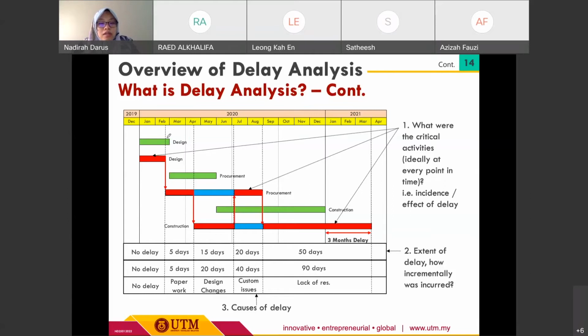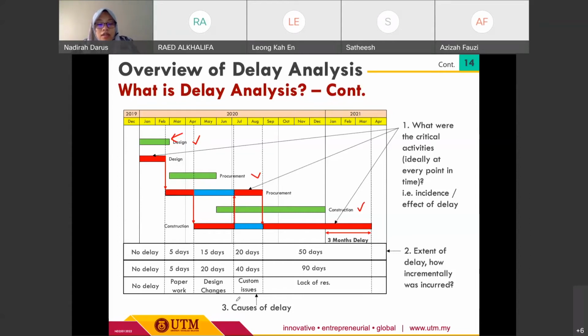For example, here the green color will be the plan or schedule for the activity, the first activity of design, and then we have procurement, and we have the construction stage. We can analyze the delay. This red color bar represents the actual progress. So we can see here what's actually the extent of the delay.